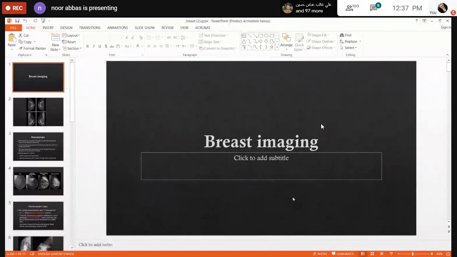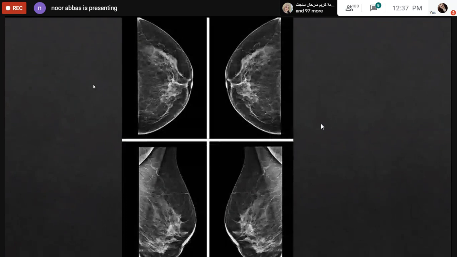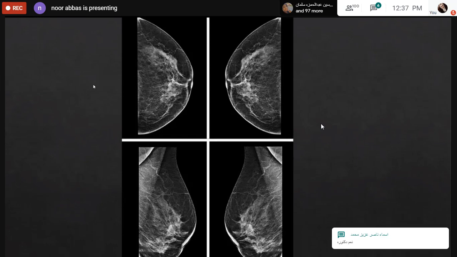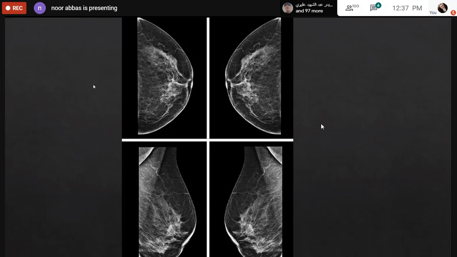Is that clear? Yes. Breast imaging. The modalities used in the assessment of the breast are ultrasound, mammography, and MRI. Things in our practice go in reverse. We should start with mammography and further analyze by ultrasound, when speaking about breast carcinoma.